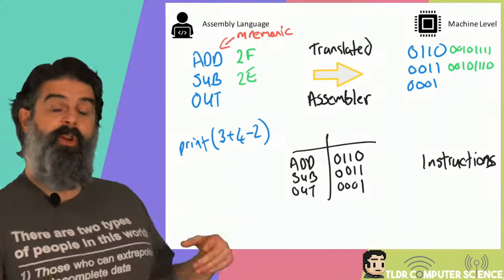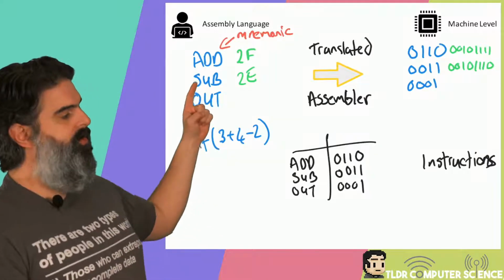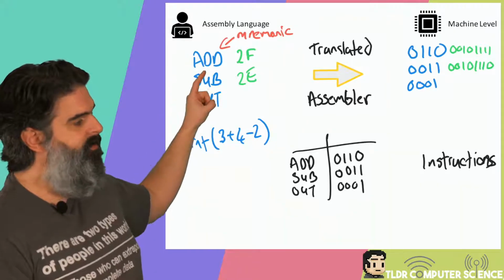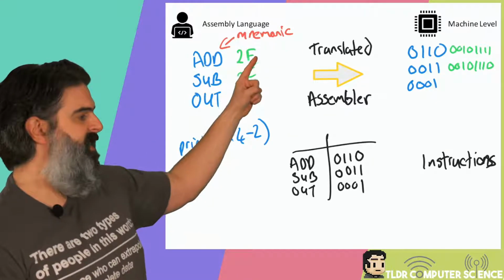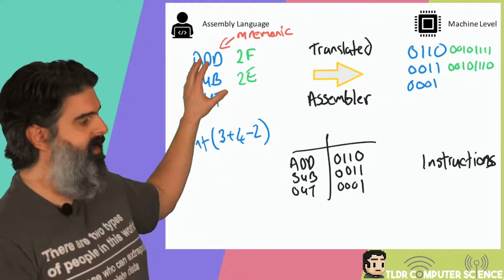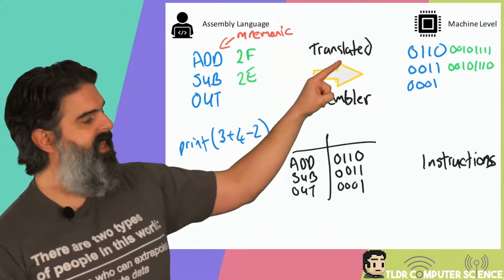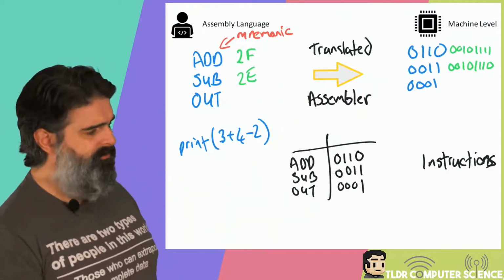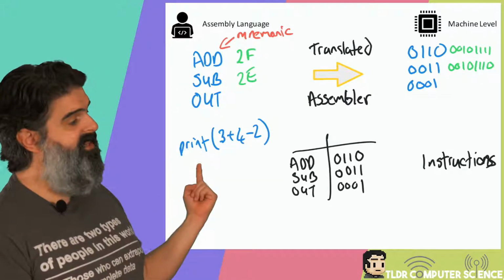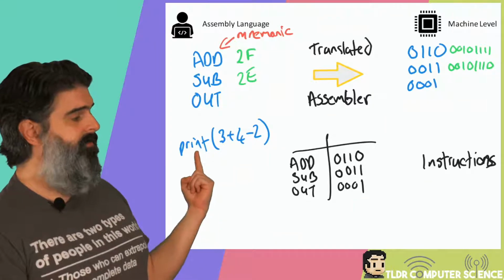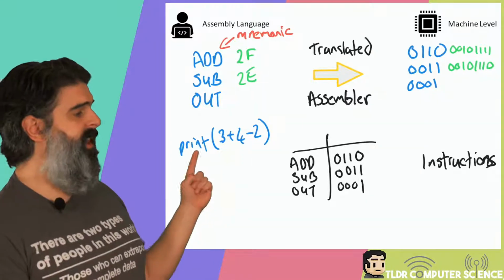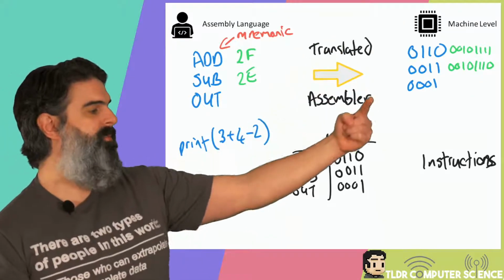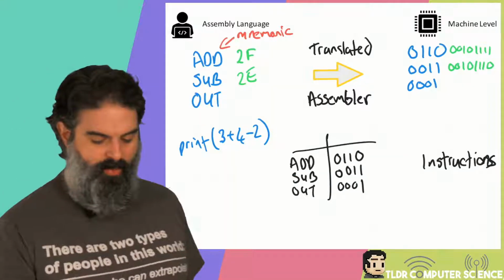The first go at trying to make it easier was to use something called assembly language. It takes a mnemonic, like add and sub, and then a hexadecimal value for the memory, and translates one line of assembly code into one line of machine code. That's called a low-level language. This is even easier, and we'll get to it in a bit. This is a high-level language, but appreciate this one line of code in Python, for instance, could turn into maybe 6 or 7 lines of machine code.